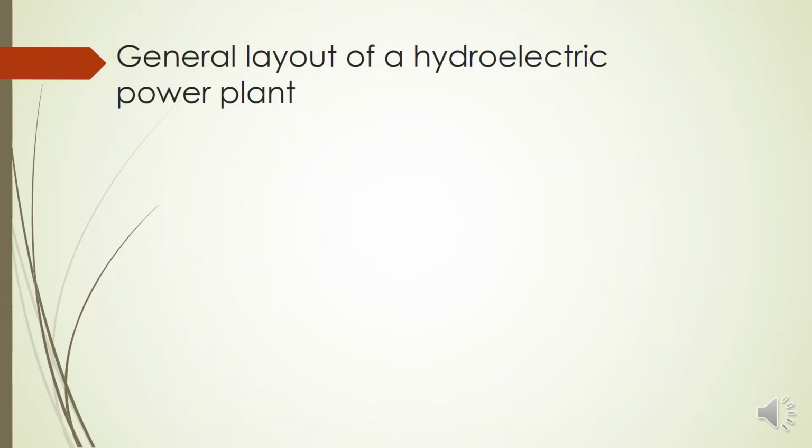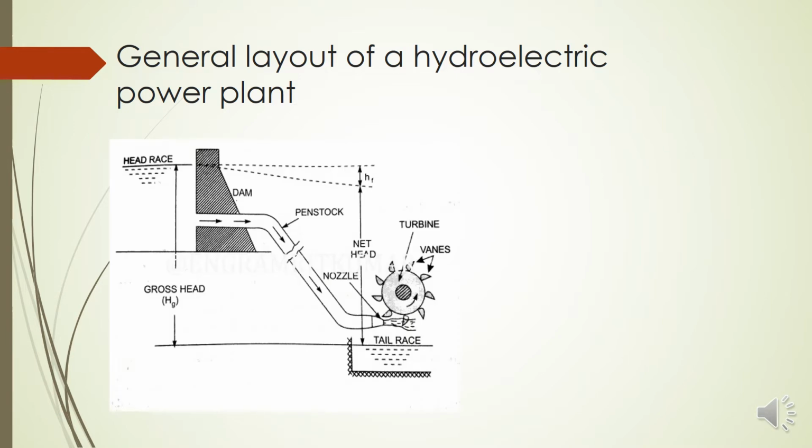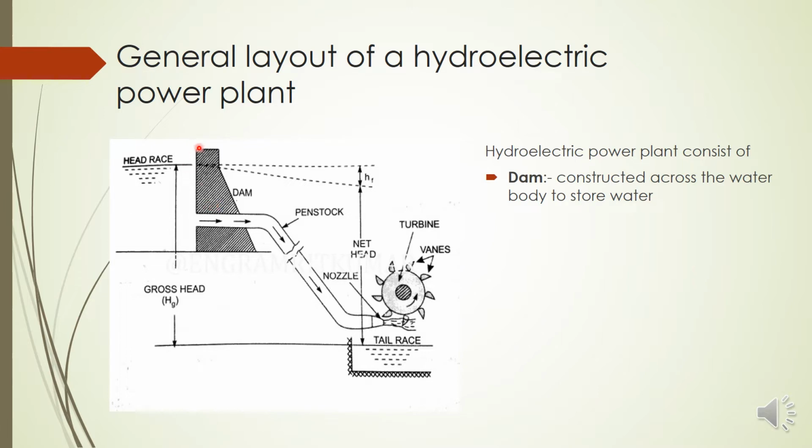So let's discuss what is the general layout of a hydroelectric power plant. So these are the components of a general hydroelectric power plant. So what are the major components? Mainly four components are there. So first one is a dam. Already we know a dam is constructed across a water body, a river, ocean or something like that, to collect water and increase the head or increase the potential energy. We are using a dam. So that is our first component.